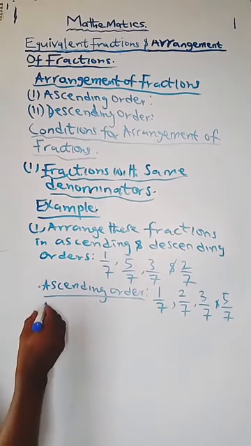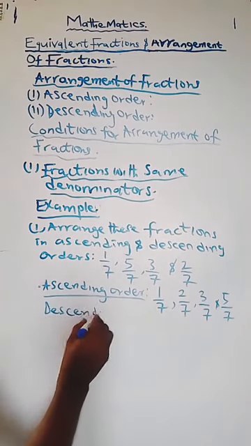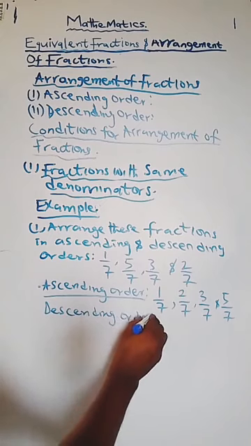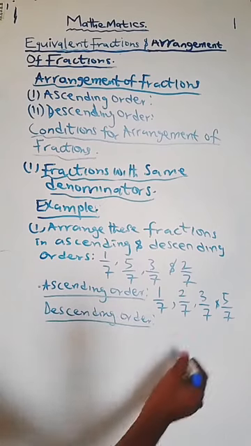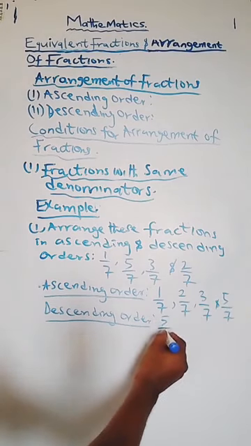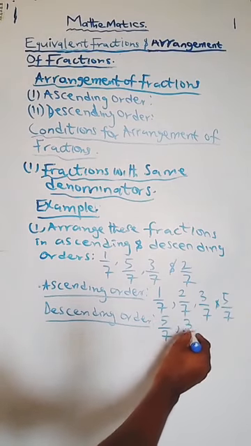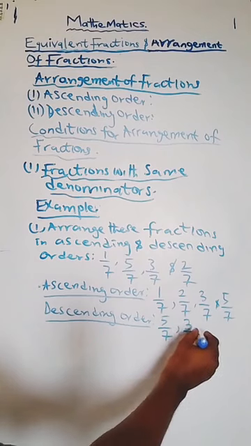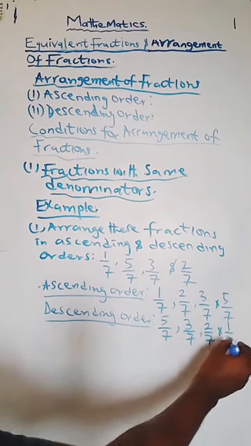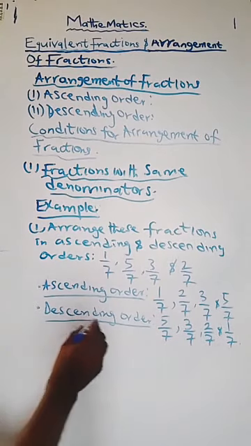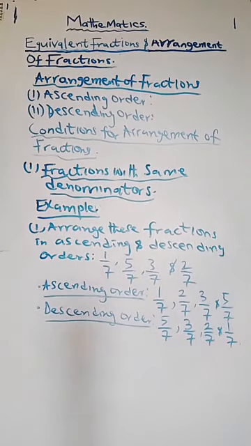So let's look at descending order now. In descending order, we are arranging from the largest to the smallest. So 5/7 is the largest, 3/7 will follow it, 2/7 will follow it, and 1/7 is the smallest. Remember, descending order means from the largest to the smallest. So this is how we arrange fractions with the same denominators.